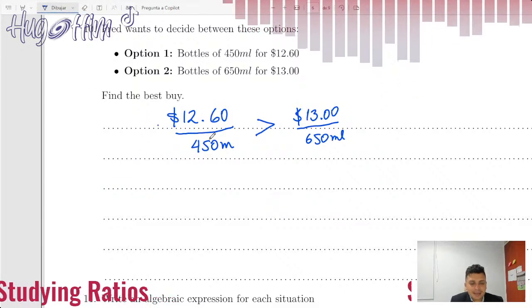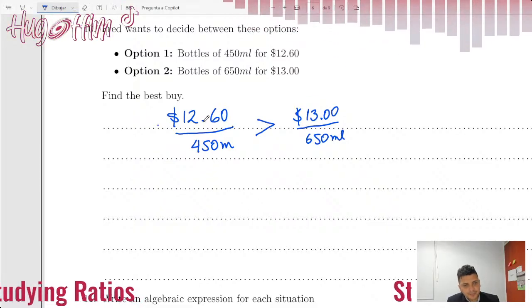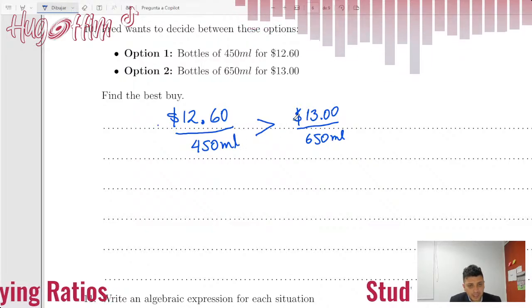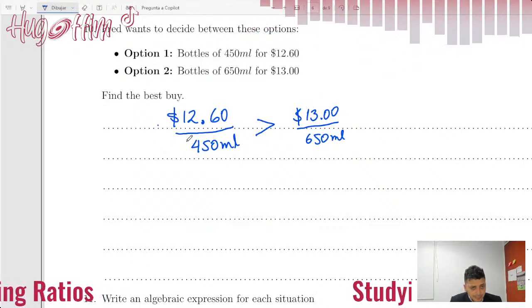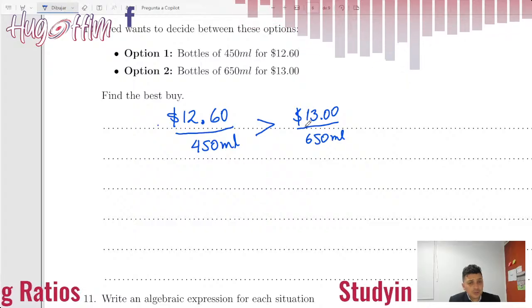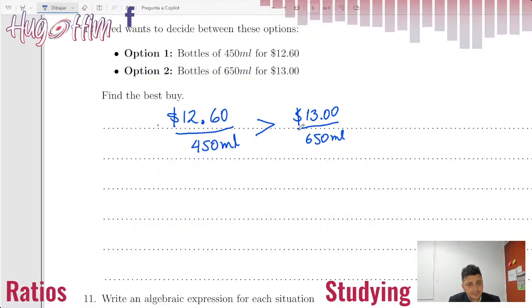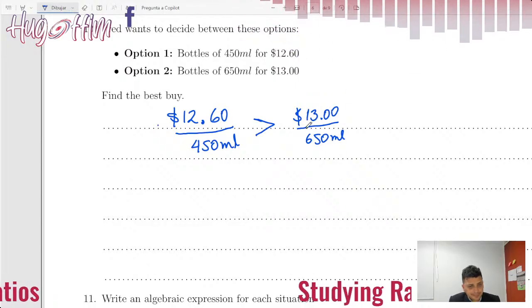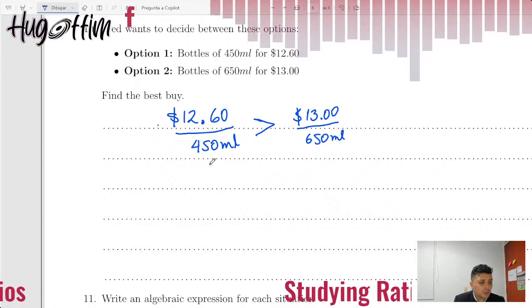Now, to know that, I have two options. The first option is that I'm going to simplify these two ratios the most I can. And after I simplify them, I'm going to compare the fractions. Or the other is to check the inequality. I'm going to show you both options.